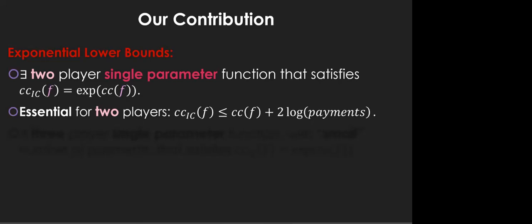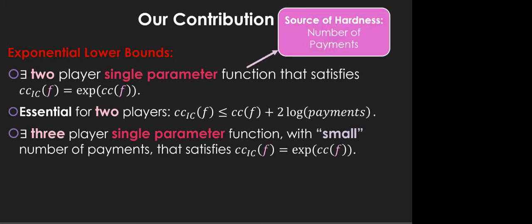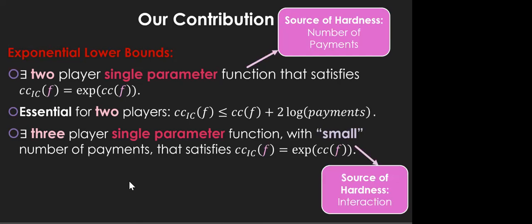And this characterization made us wonder, could it be that payment computation is hard only when the images of the payment schemes are huge? And we answered this question in the negative by providing a function with 3 players, which is also single parameter, where the number of payments is relatively small, and yet we achieve an exponential gap between a function and its payments and the function alone. Note that those two constructions show 2 different sources of hardness for payment computation. One is the number of payments, and the second one is that payment computation requires a lot of interaction.